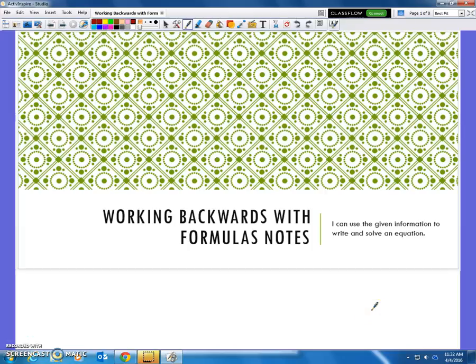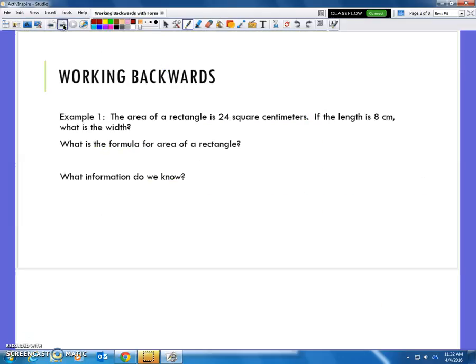Alright, this is Mr. Gillum, and today we're going to be working backwards with formulas. So they might give us the area, and we have to actually come up with the radius, or the length, or the width. Okay? And so the first example here says the area of a rectangle is 24 square centimeters. If the length is 8, what's the width?